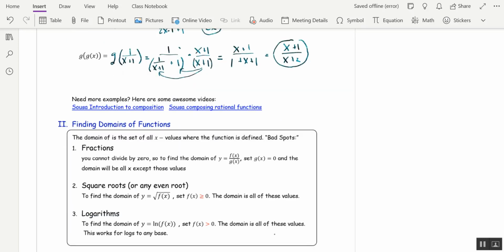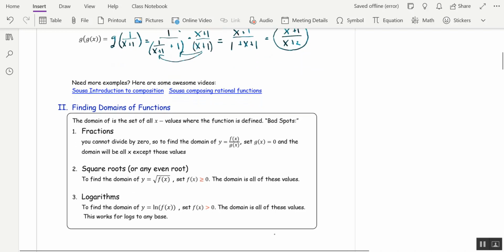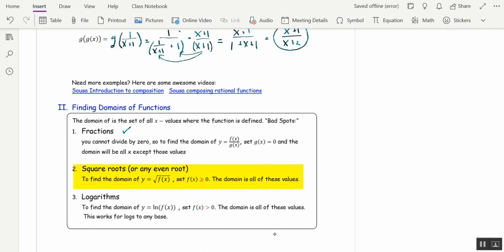Domains. The domain of a function is the set of values where the function is defined. So typically we're going to find problems with 3 types of functions. If we have a fraction, you can't divide by 0. So the domain will be the set of all x such that the denominator is not equal to 0. For square roots, you can't take the square root or any even root of a negative number. So we're going to take what's underneath the square root sign, that's called the argument, and set it greater than or equal to 0. And those values will be the values in the domain.